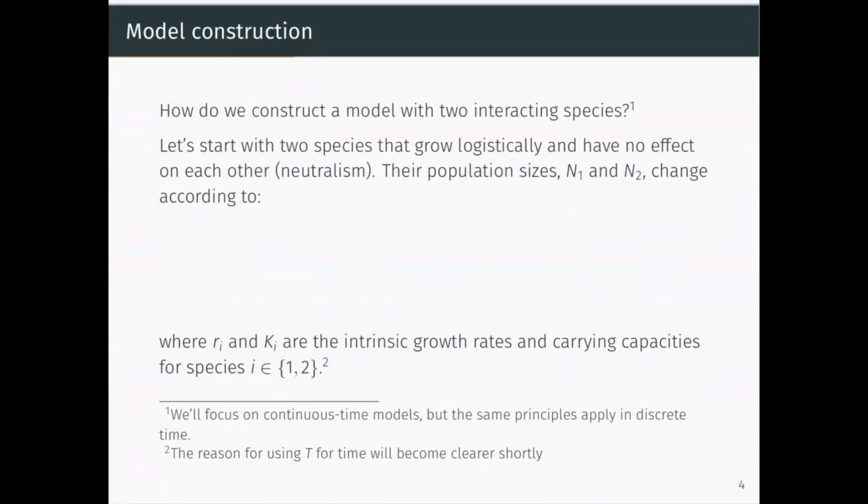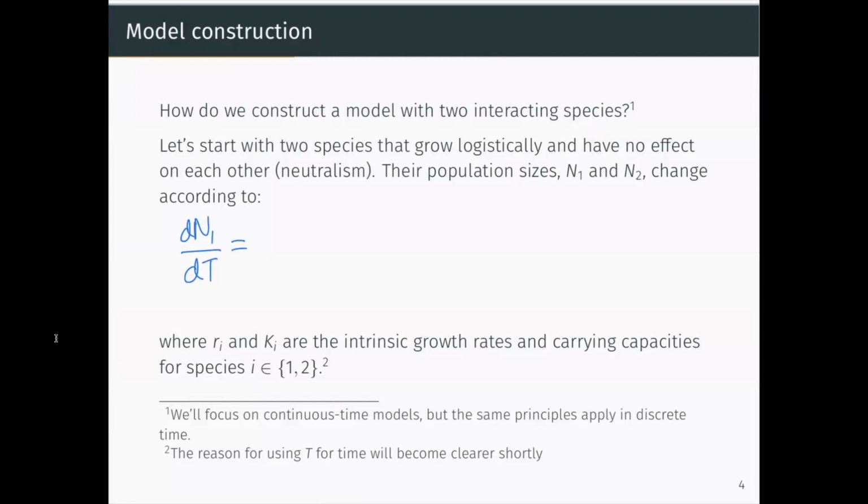Okay, let's think about how we can construct a model that is a general way of thinking about interactions between species. So the first thing we're going to do is think about what happens if we have two species that grow logistically and have no effect on each other. This is our neutralism example that we just talked about at the end. We say that their population sizes N1 and N2 then change according to some ODEs.